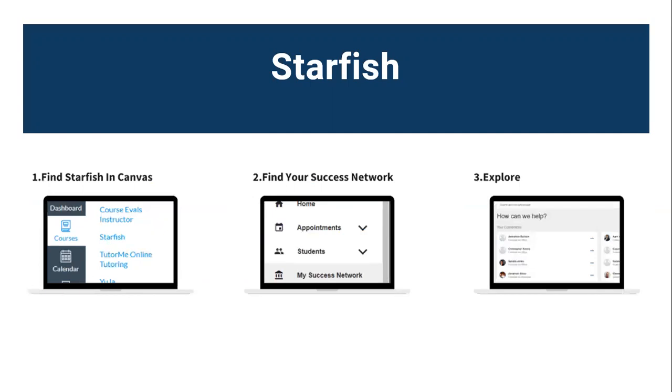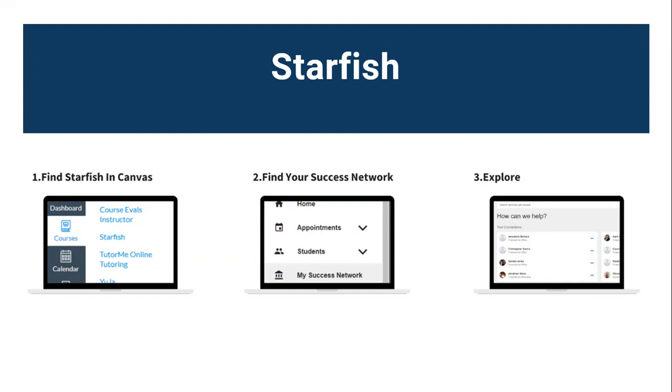So as you can see, this is what your Canvas would look like. To find Starfish in Canvas, you'll click courses and you'll see Starfish. Find your success network. You'll have home, appointments, students, my success network. And this is how it'll show you. How can we help? We have readily accessible people, kind of like the chat function. You can go to certain departments. It's the same thing, but this is my success network.